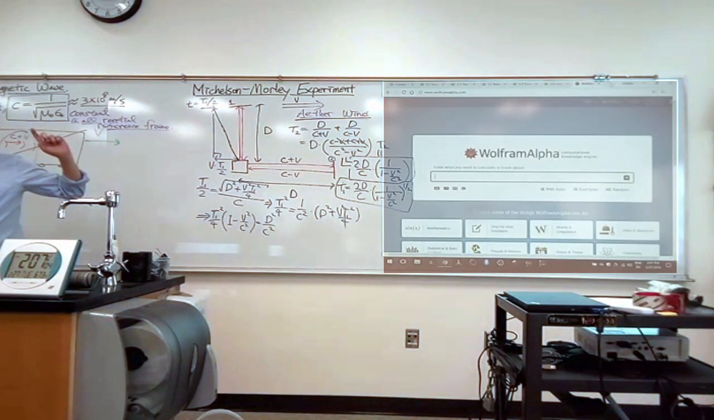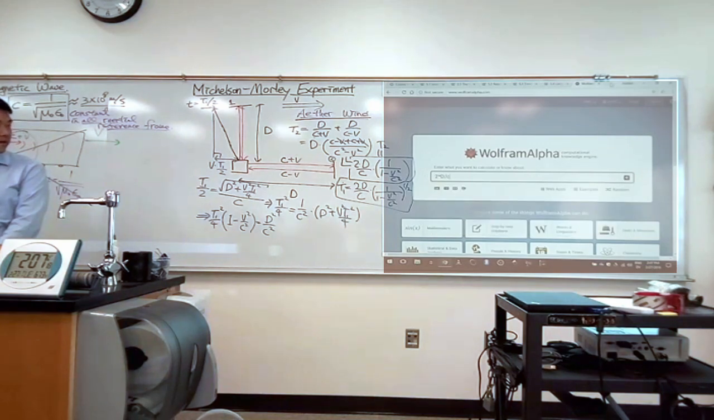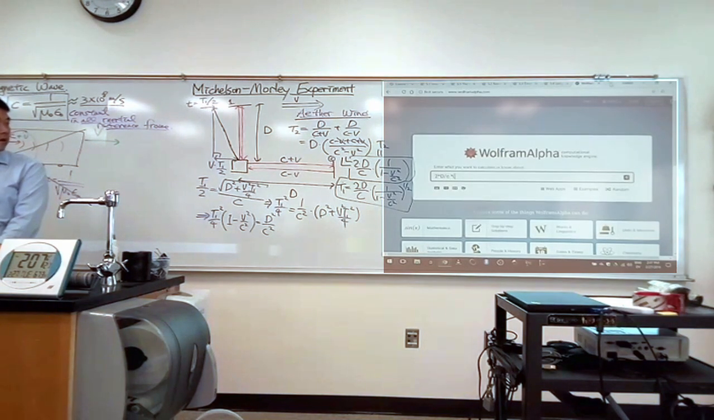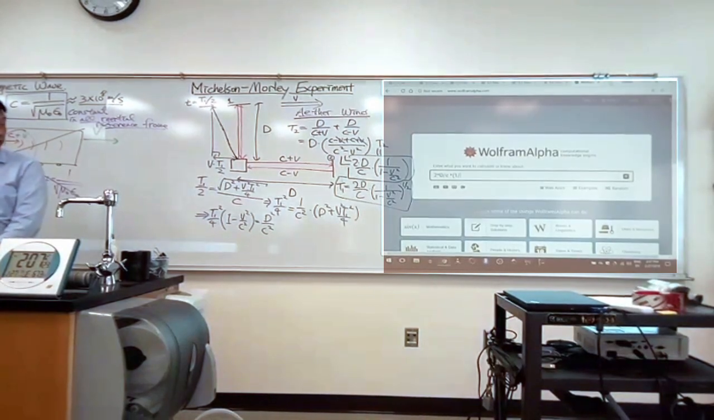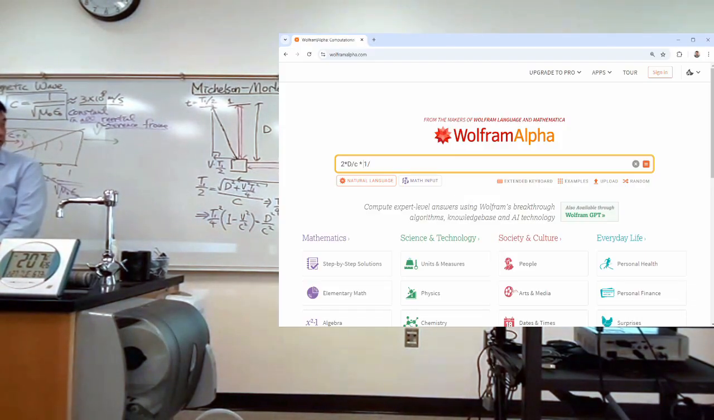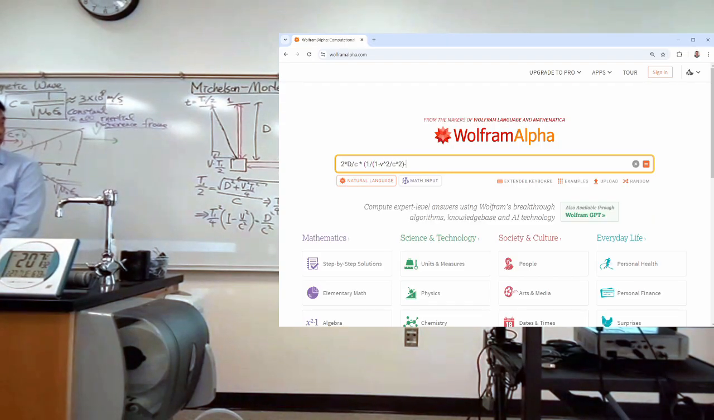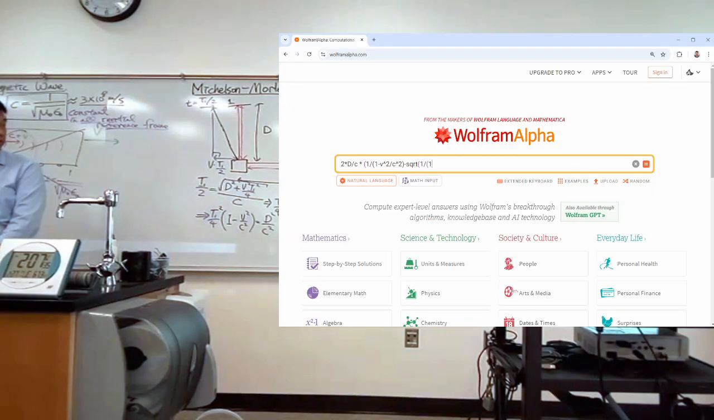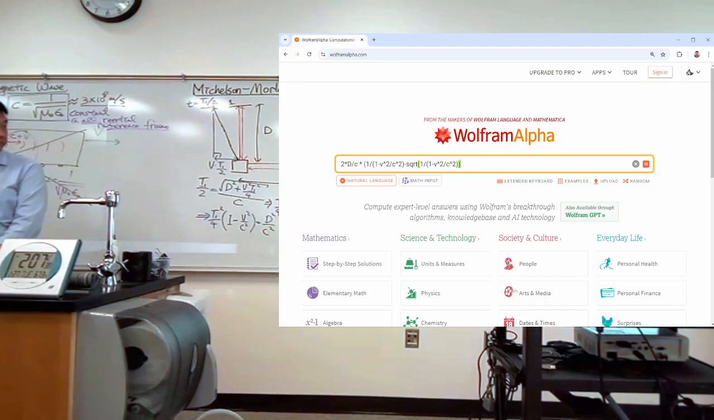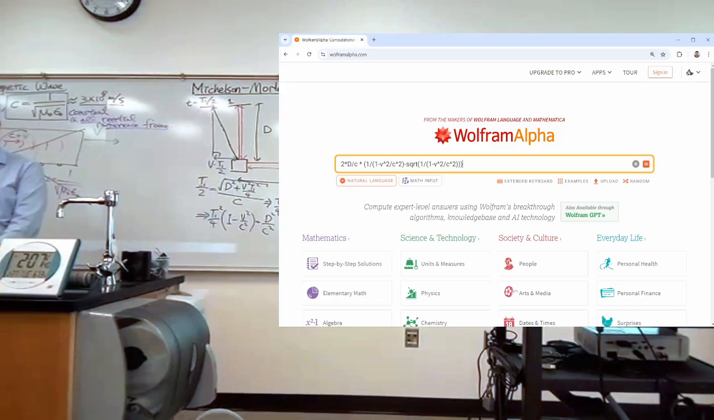Which one is longer? Is T2 longer or T1 longer? I think T2 is longer. Yeah. So let me do T2 minus T1. Algebraically, that will be 2 times D divided by C times 1 over 1 minus v squared over c squared, minus the square root of 1 over 1 minus v squared over c squared. Good? Okay.